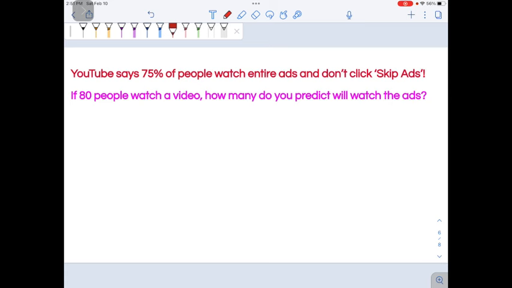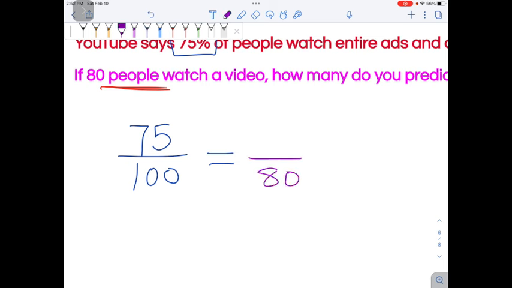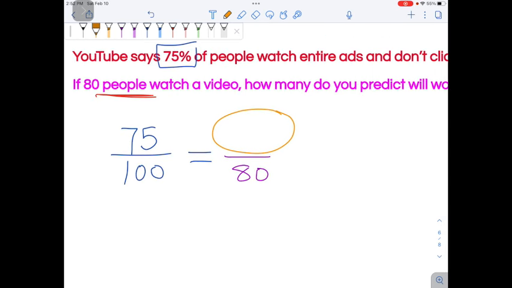So here we go. If 80 people watch a video, how many do you predict will watch the ads? Okay, we know that 75% watch the entire ads. So I'm going to write 75% as a fraction. And then I'm going to write equals. And then 80 on the bottom because that's the whole group of people that watch. When we figure out what number goes here on top, then we will know how many people probably will watch the entire ad. This one's a little bit trickier.